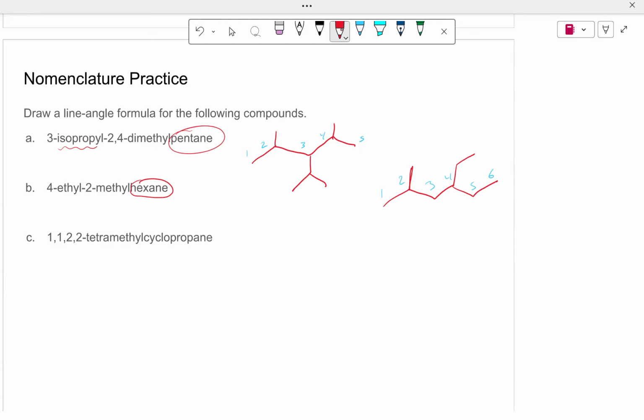And then finally, on the last one, my parent chain is cyclopropane. So remember that for cyclic alkanes, their skeleton structure is drawn in the same shape as however many carbons they have. So cyclopropane has 3 carbons. I'm going to draw a 3-sided figure, which is a triangle. And then this will be number 1, 2, and 3. It doesn't matter where you start. I just pick that top one. And so on 1 and 1, there's 2 methyl groups. And on 2 and 2, there's 2 methyl groups.